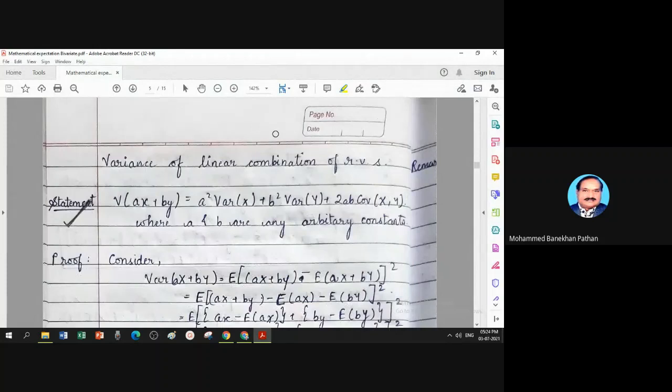Yesterday, we have seen the article for function of random variable. By using the definition, we proved basic theorems.